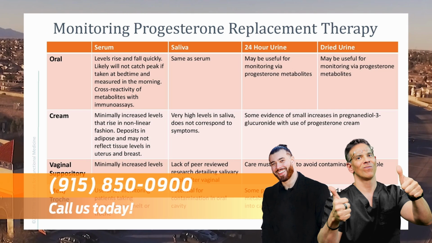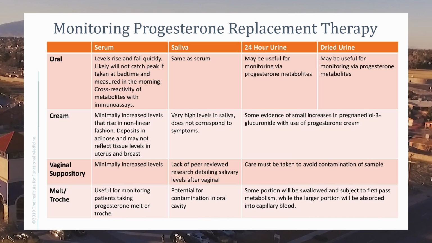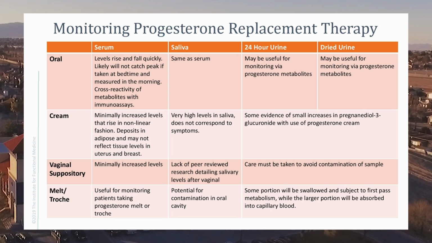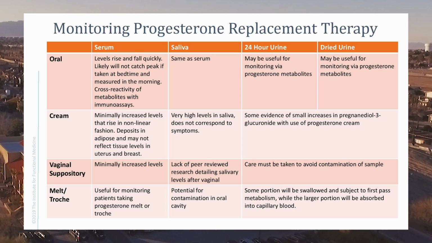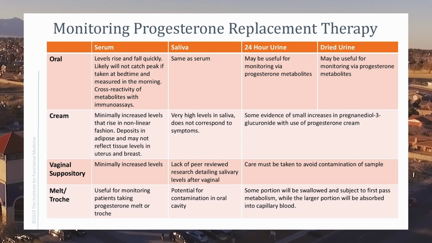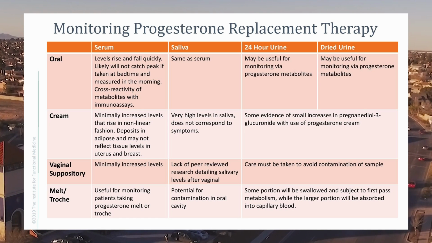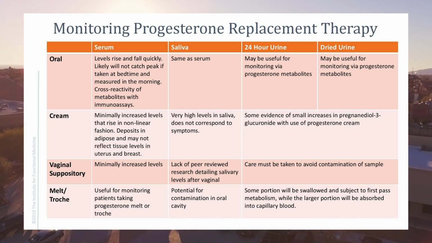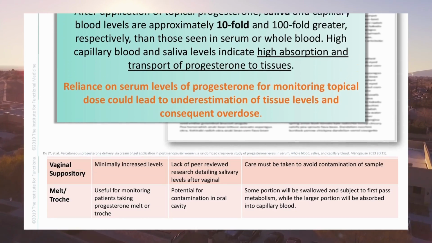And then there is at least a potential problem with getting a urine level for a troche or a melt, because just like with a sublingual, how much of this are you swallowing? Some of it may be swallowed and subject to first pass metabolism, which means you won't be able to pick it up in the urine. The larger portion will be absorbed into the capillary blood, and so probably will be accurate in the 24-hour urine or the dried urine, but I don't think that's actually been adequately studied. So keep that in mind if you're using troches or melts.